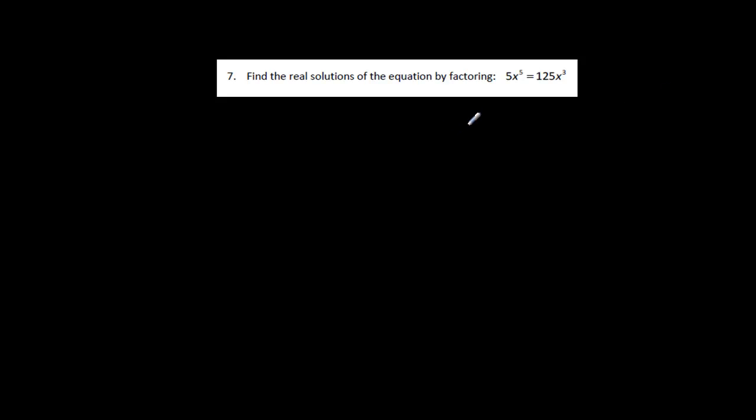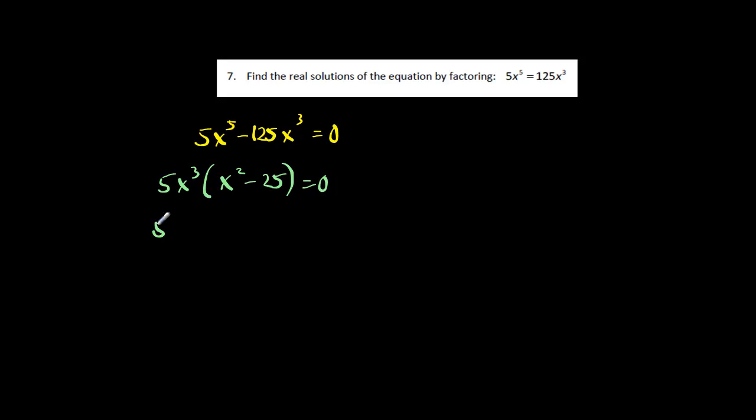Alright, number 7. Find the real solutions by factoring. So factoring, we want to get everything on one side. So let's do that first. Next, we want to factor out the greatest common factor. So 5x cubed. So we're going to have x squared minus 25. X squared minus 25 is a difference of squares. So x plus minus 5.